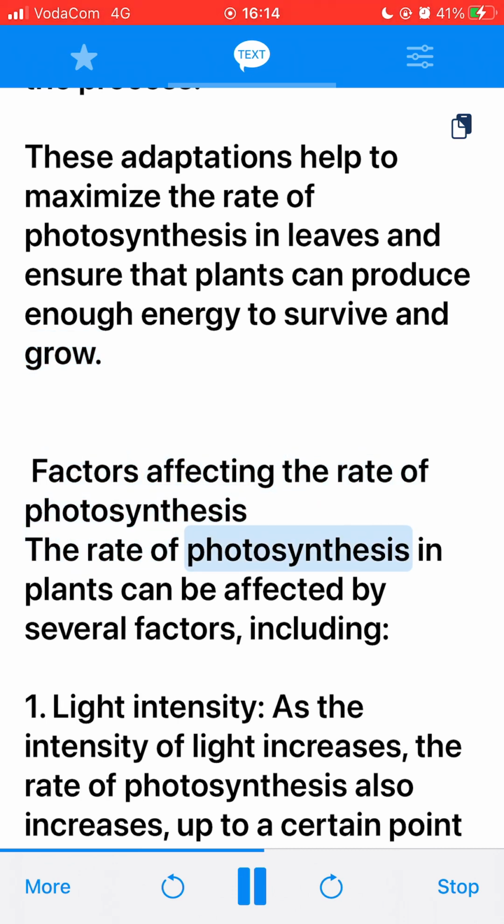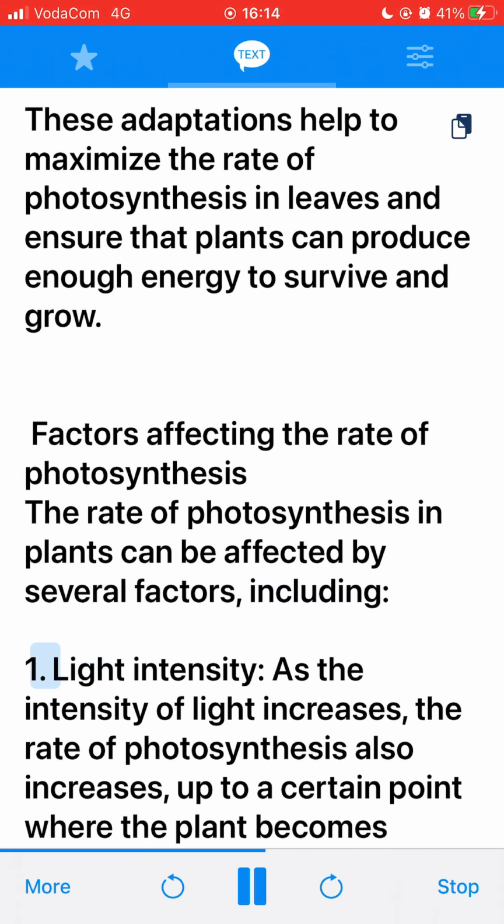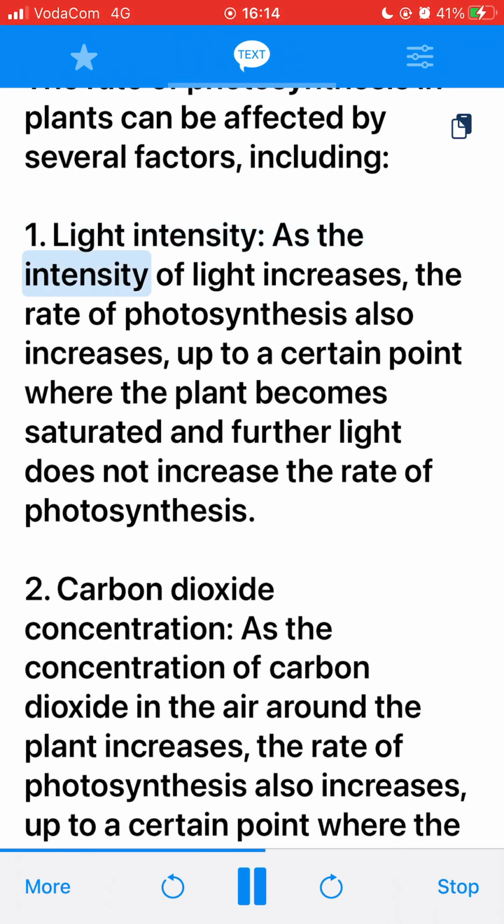The rate of photosynthesis in plants can be affected by several factors, including 1. Light intensity. As the intensity of light increases, the rate of photosynthesis also increases, up to a certain point where the plant becomes saturated and further light does not increase the rate of photosynthesis.